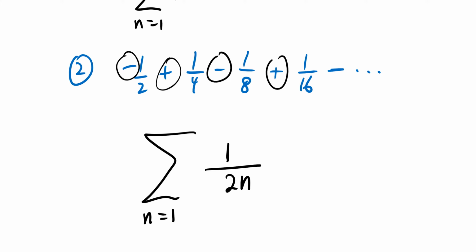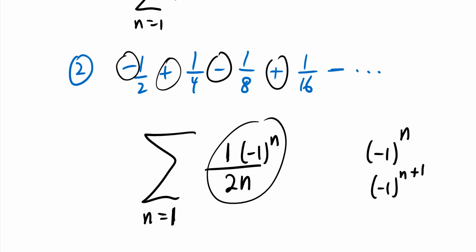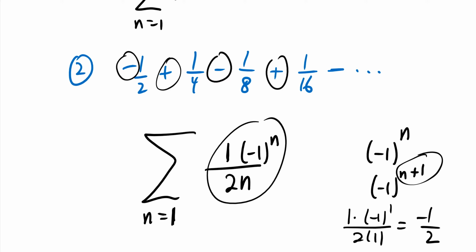Every time there's an alternating sign, there has to be a term of negative 1 to the n or negative 1 to the n plus 1. We have to test, see which one works. So if you put here negative 1 to the n and substitute n equals 1 in here, as we did in the previous section, you're going to get 1 times negative 1 to the 1, over 2 times 1. That's a negative 1 over 2. That's the first term. So that works. If it doesn't work, if you got plus 1/2, then you use n plus 1.